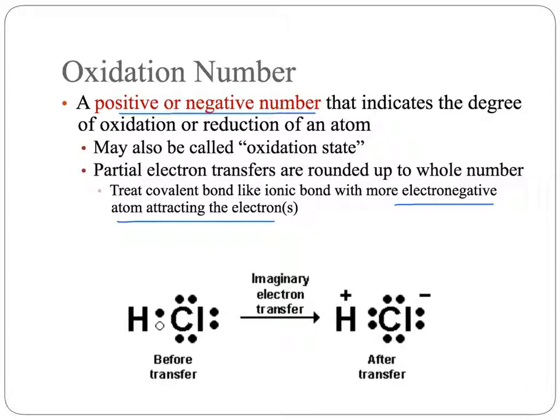So here's our hydrogen chloride before we do this little calculation that allows us to put an oxidation number to it. In reality, these electrons are being shared between the hydrogen and the chloride. But when we're going to set up an oxidation number, we're going to pretend that the hydrogen has lost it completely and the chloride has gained it completely. And that allows us to assign a whole number as an oxidation number.